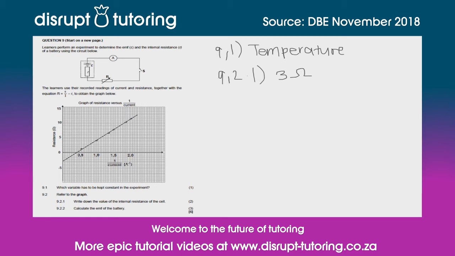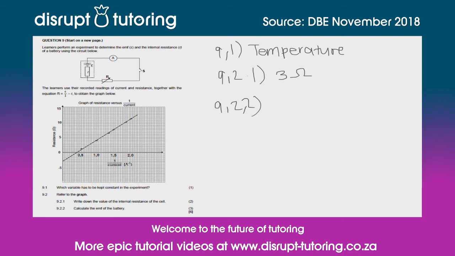Okay, great. So 9.2.2 says calculate the EMF of the battery. The EMF of the battery you can see is kind of the slope of the curve when you think about it in a straight line sense. From the formula there you can see R is the Y value, 1 over I is the X value, and if you put it into the y = mx + c formula, you can see that the EMF is the m term, it's the gradient.